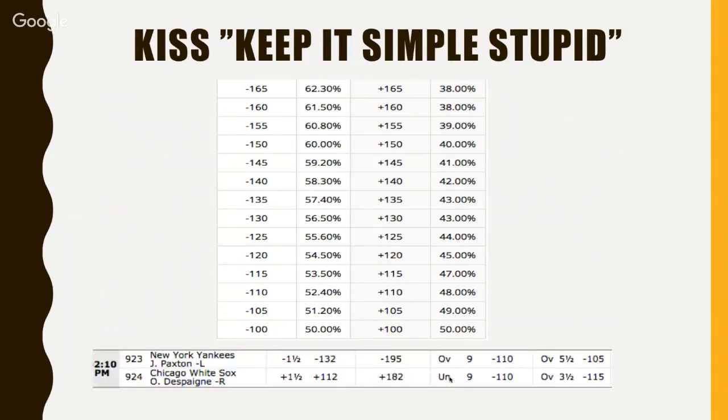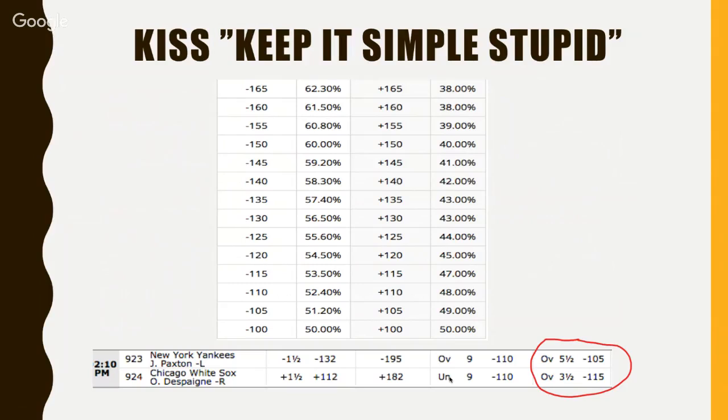So let's look at a real life situation. It's an actual game I wagered on. We have the Yankees playing the White Sox. Yankees are the favorite. And if you scroll over to the very end, that is team totals, where it says over 5.5 minus 105 for the Yankees. Chicago White Sox over 3.5 minus 115.